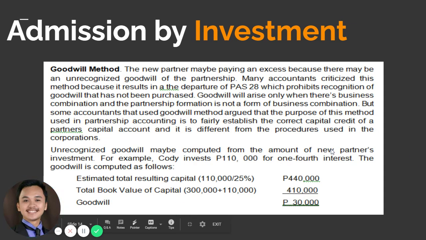Another is under the goodwill method. So under the goodwill method, the new partner may be paying an excess because there may be an unrecognized goodwill of the partnership. Many accountants criticize this method because it results in a departure from FAS 28, which prohibits recognition of goodwill that has not been purchased. Goodwill will arise only when there's a business combination, and partnership formation is not a form of business combination.